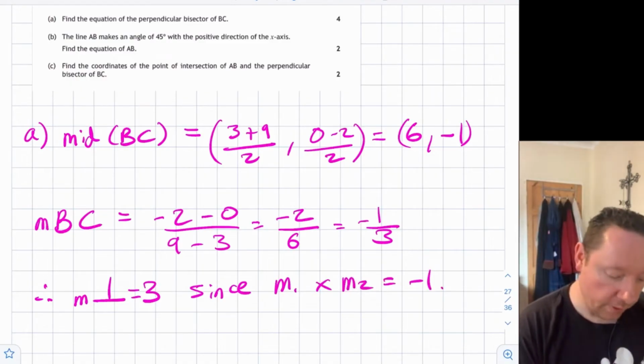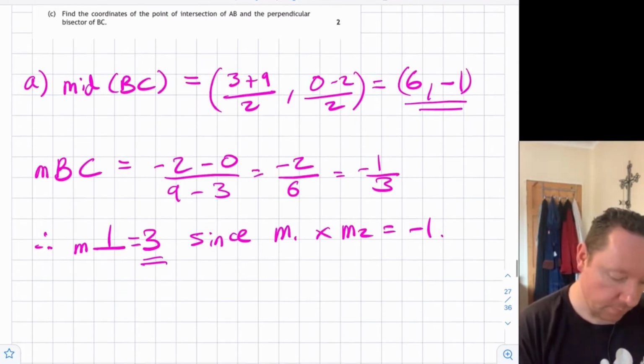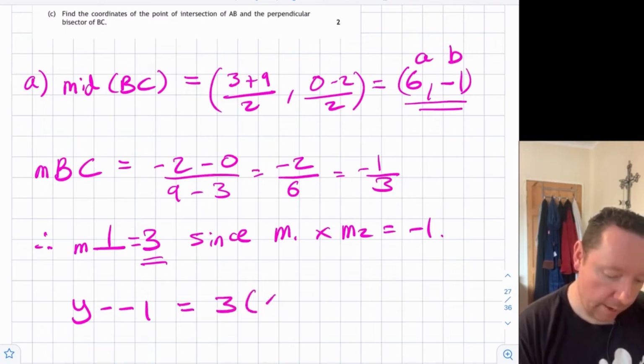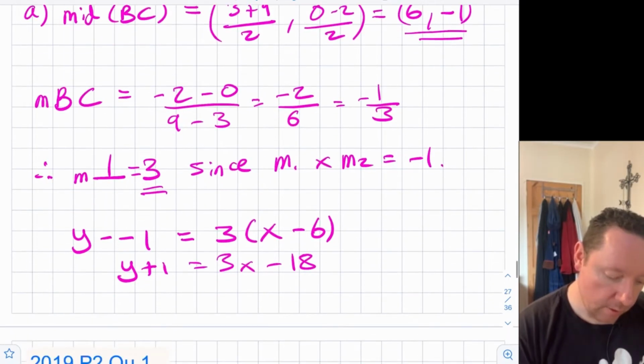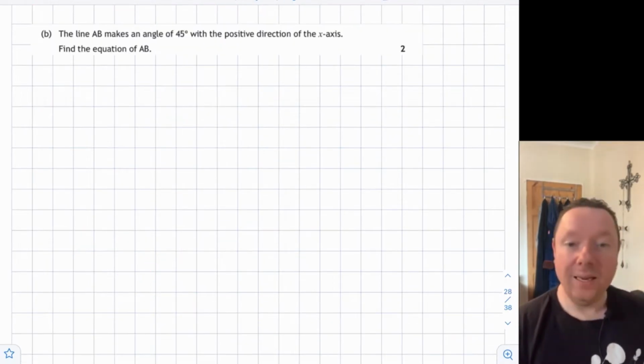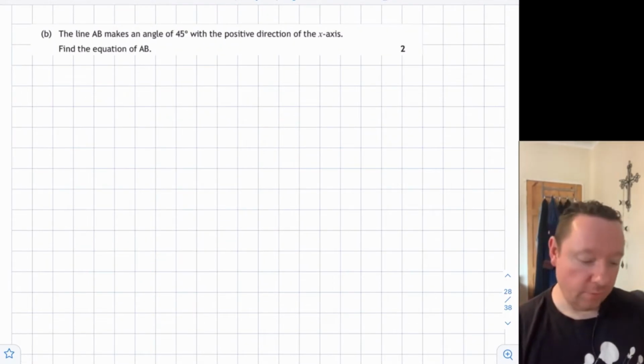So we've now got both of our things. We've got our gradient, which is here, and we've got our point, so we can use y minus b equals m(x minus a). So y minus minus 1, because that's a and b, equals m(x minus 6). So y plus 1 is 3x minus 18. So y equals 3x minus 19. Part A done.